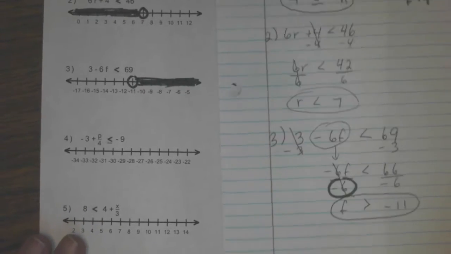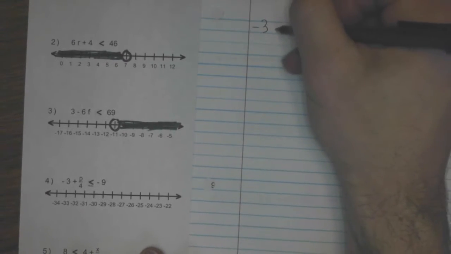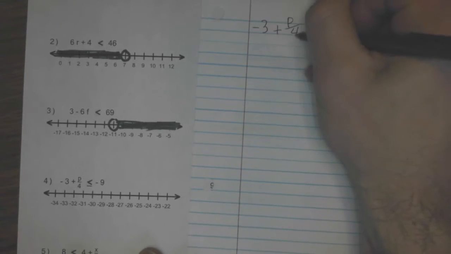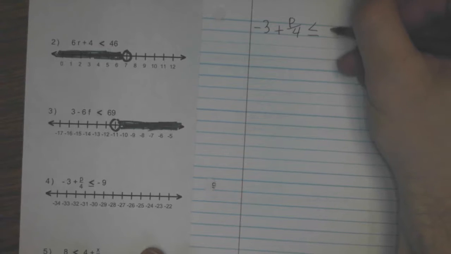Number 4. Negative 3 plus p over 4 is less than or equal to negative 9.